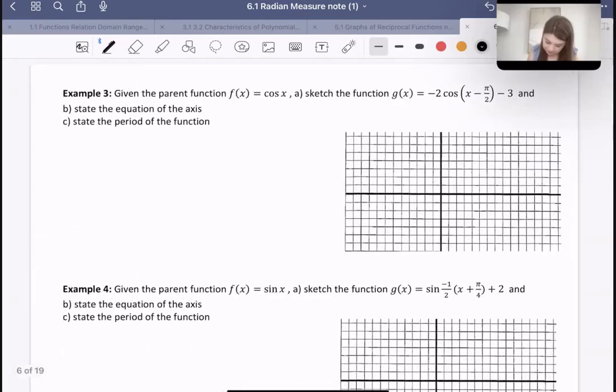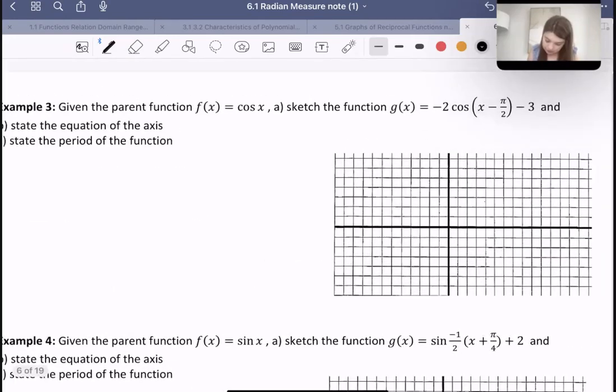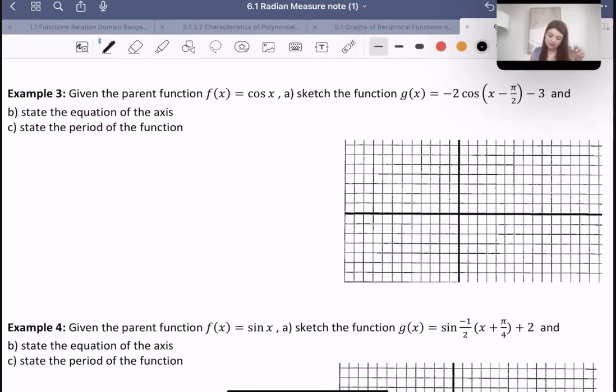So now we're going to actually do some graphing. Here it says, given the parent function f of x equals cosine x, graph this function and state the equation of the axis and state the period of the function. So actually, before I sketch this graph, I'm going to do B and C first, because figuring out the equation of the axis and the period of the function is going to help us to graph the function. So I think those should be first, and then we can do A last. We can come back to it. Okay?